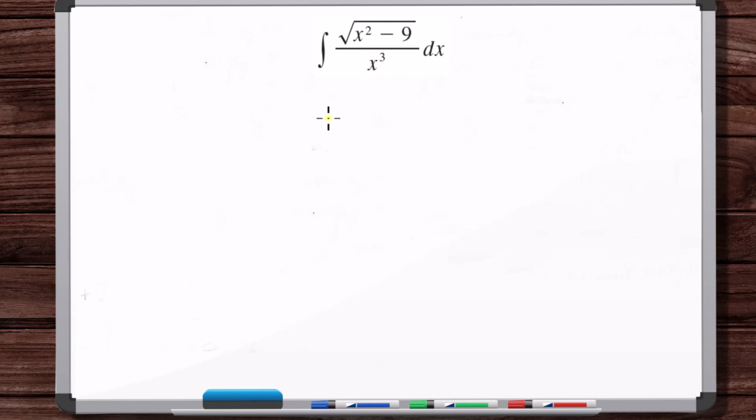So if you had 25 minus x plus 1 squared, you could say that u is equal to x plus 1. Then you have 25 minus u squared, and you could get it into that form that way. So we could do a trig substitution with an expression like this.